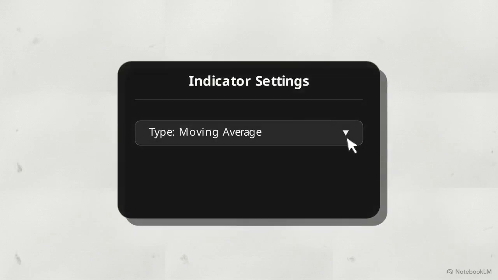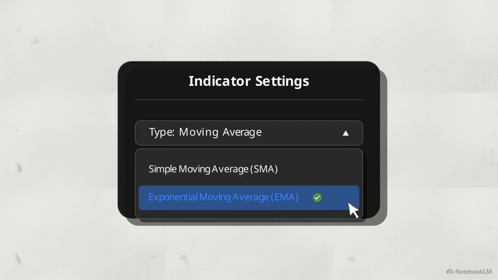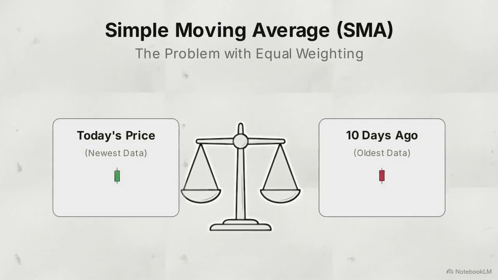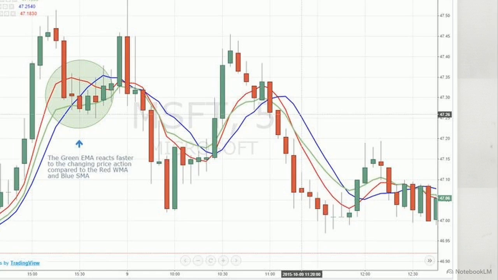Trading platforms offer two main types of moving averages: the simple moving average, or SMA, and the exponential moving average, or EMA. This image shows exactly why active traders avoid the SMA. A simple moving average takes the price from 10 days ago and gives it the exact same mathematical weight as today's price. Because of that equal weighting, the line is slower moving, and its signals lag far behind real-time market shifts.